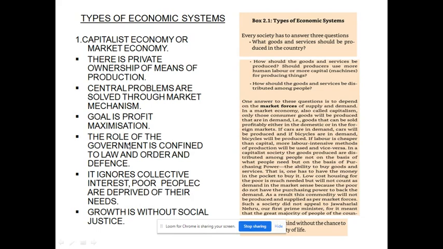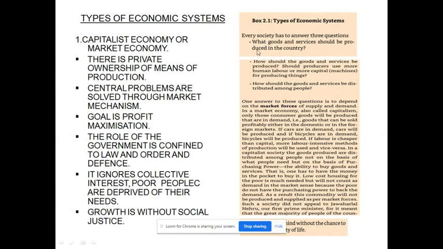There is the government's role, but it is confined to law and order and defense of the economy. Such an economy ignores collective interests and poor people are deprived of their needs. Therefore, in such an economy, growth is without social justice. Now, I've also given some reference study material attached here because as you study the points, the features of capitalist economy, this reference material will help you to understand these topics better.